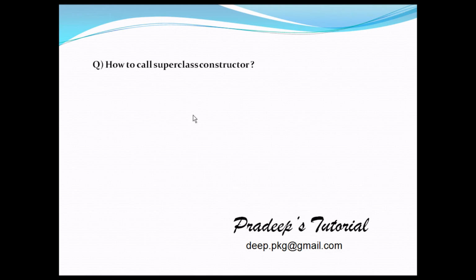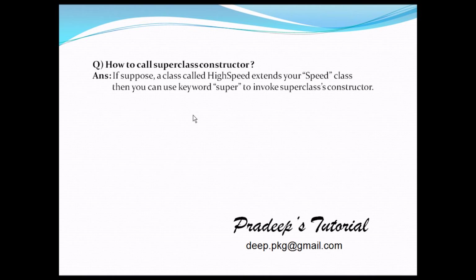How to call a superclass constructor? Very simple. We can just use the super keyword. So if a class called HighSpeed extends your Speed class, then you can use the keyword super to invoke the superclass constructor. We'll see the example. Here we are. So HighSpeed extends Speed. We can directly call super(), which will call the superclass constructor.